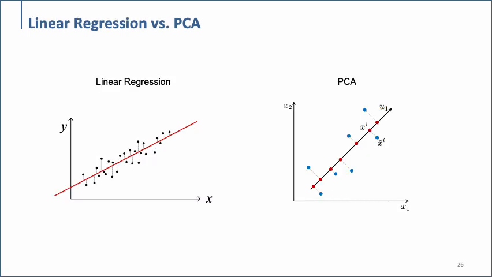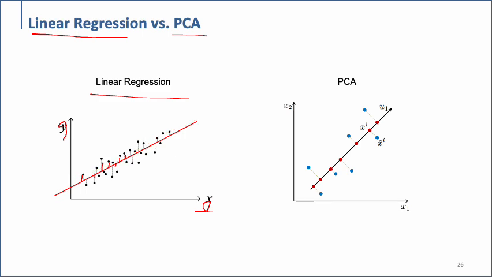And finally, let me compare two algorithms: linear regression and PCA, principal component analysis. As we learned earlier, linear regression is finding a best fitting model that represents the relation between x and y. So like this, we need to measure all the errors, and we need to find a best fitting model that minimizes all the error. So that's linear regression.